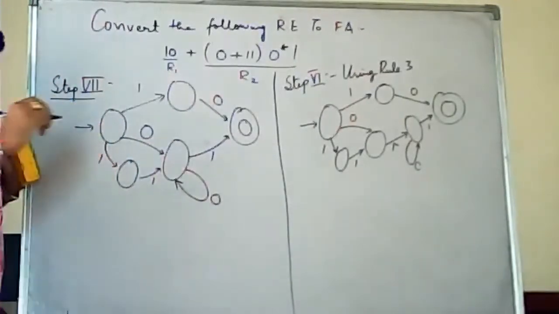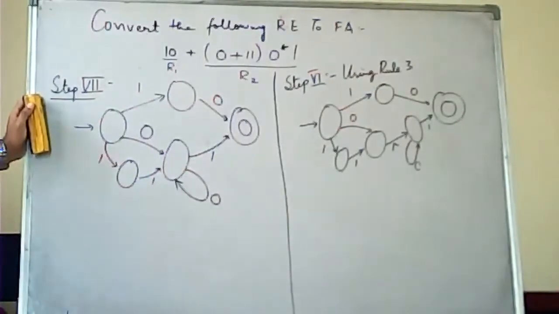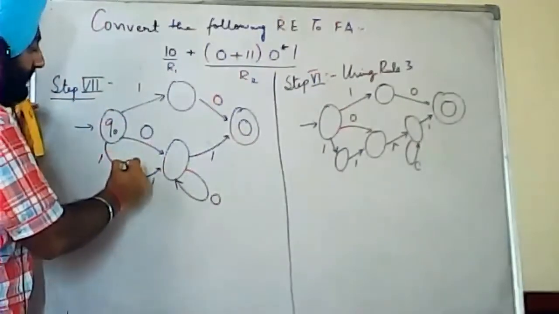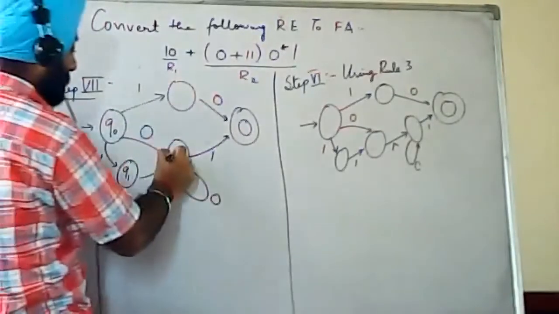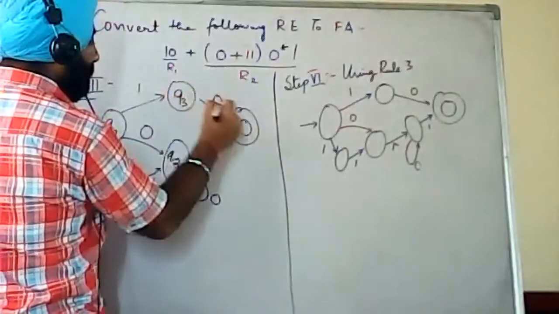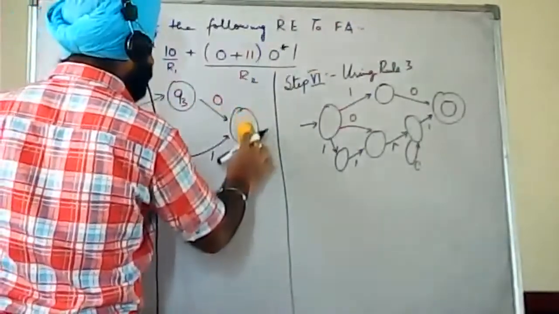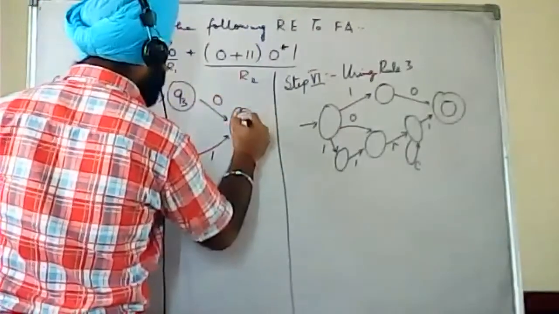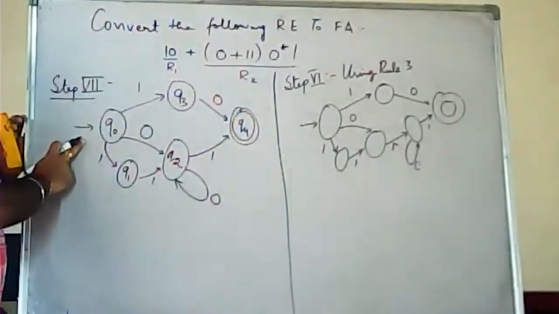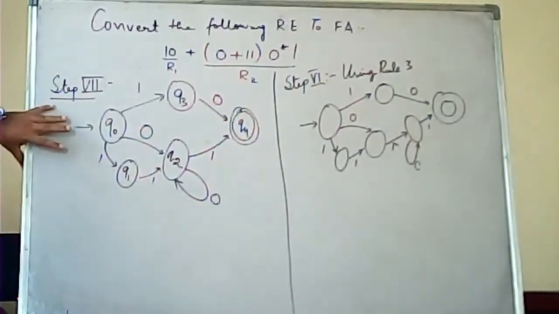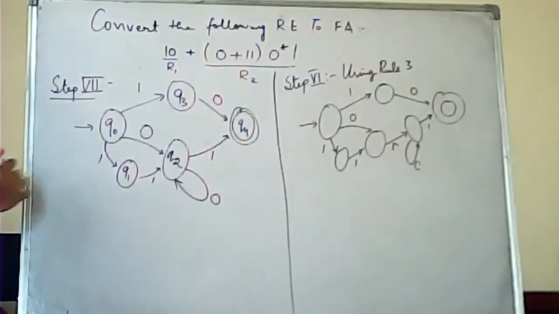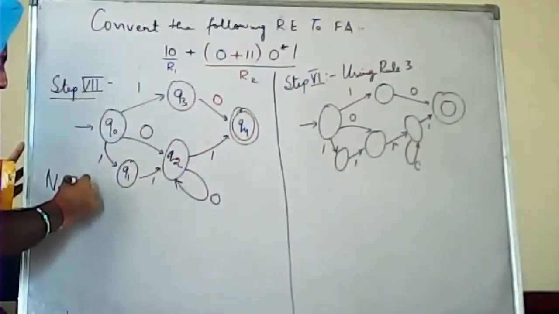Next you have to assign the state numbers. You have to give the state numbers like Q0, Q1, then Q2, Q3 and Q4 over here. Here Q0 is your initial state and Q4 is acting as your final state. So you can clearly see that this diagram is for NDFA. This diagram belongs to NDFA.